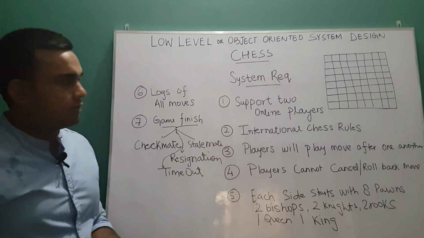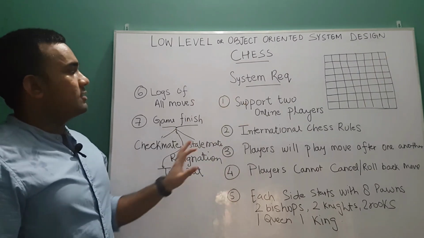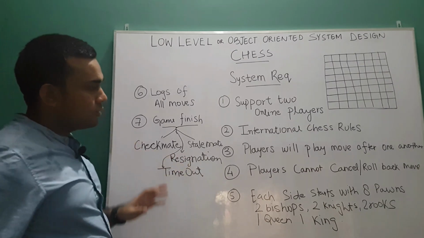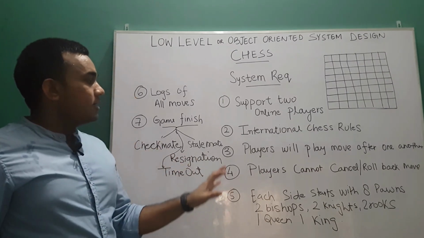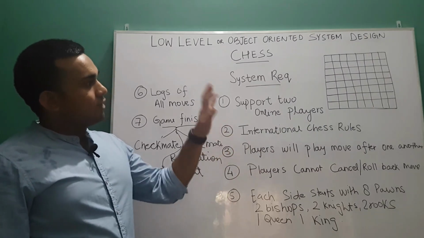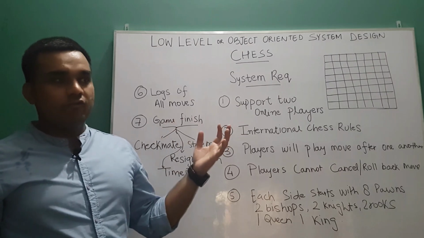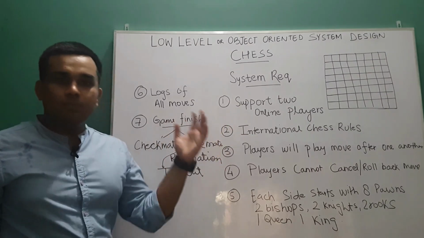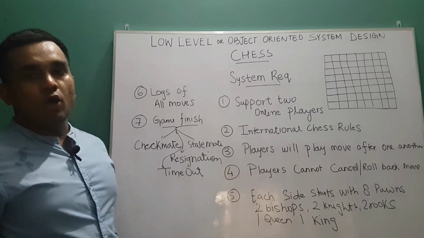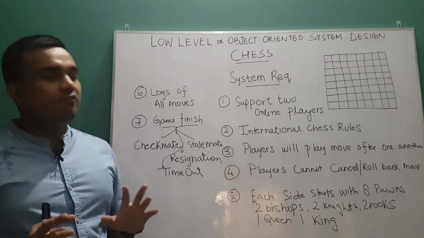The first one is our design should support 2 online players. The second one is international chess rules should be followed, and the third one is players will play moves one after another. Once one player has moved, then only the other player will move, and after that player finishes, then again the first player will make a move. Players cannot cancel or roll back a move once they have made it.